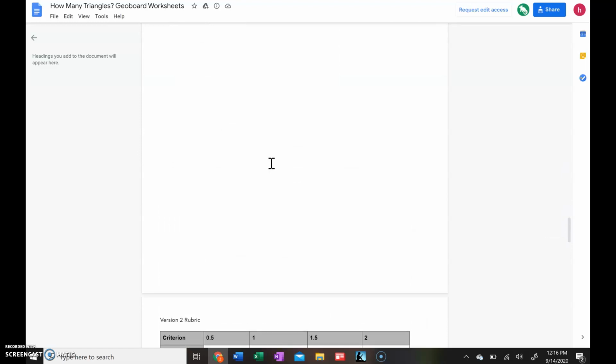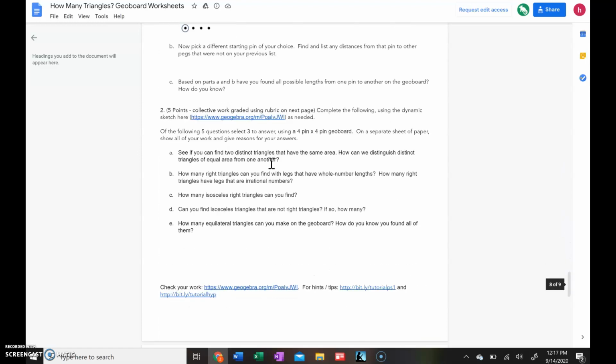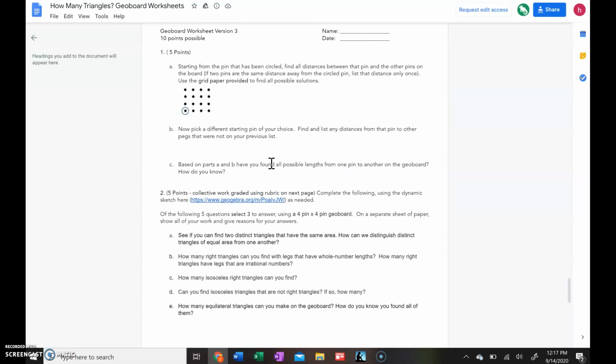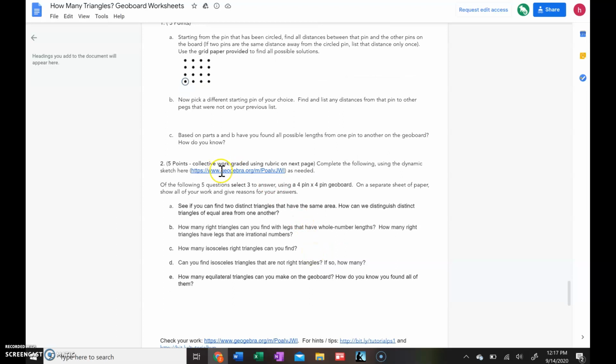Other than that, the level three worksheet, it's definitely a lot harder, but I like the first question, and I like this about picking 3 out of the 5 to do and showing all your work on a separate piece of paper. And then it gives them this worksheet here, or this GeoGebra website here, that they can use as well.